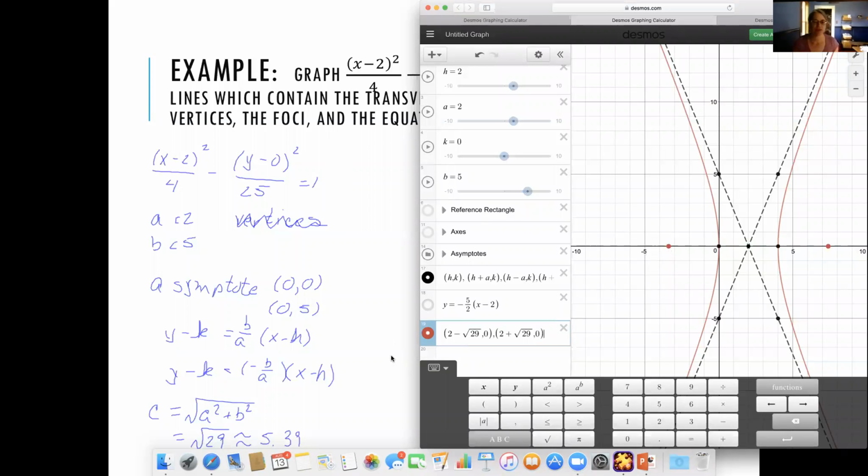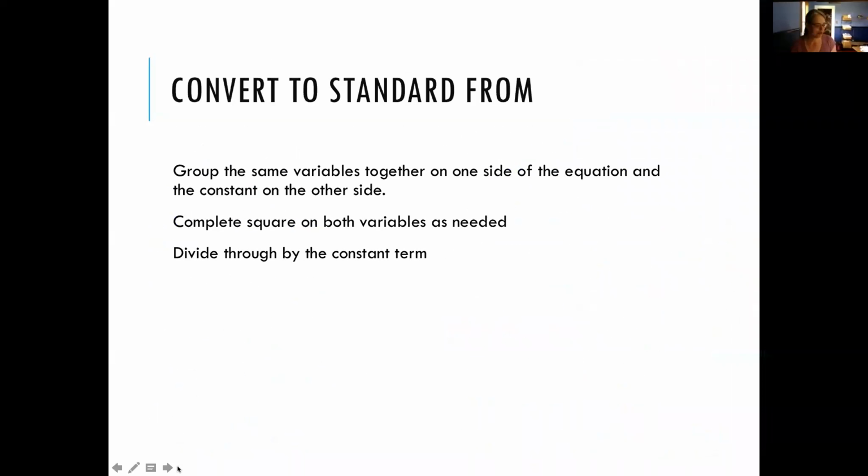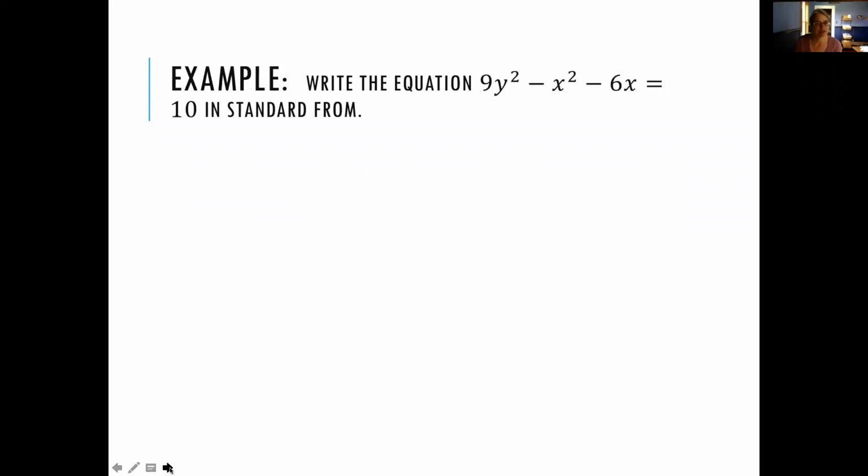Okay, so let's go back here and talk about how we're going to convert from expanded form to standard form. It should not surprise you too much that we're going to complete the square in order to do that. So we group all the variables together on one side, put the constant on the other side, complete the square on both variables as needed, and divide through by the constant term. And that's really all there is to it.